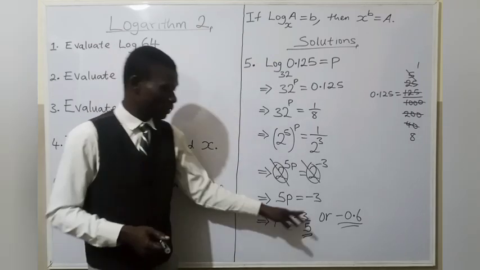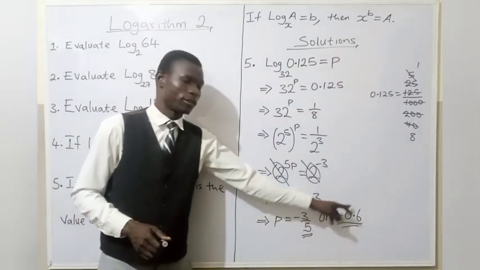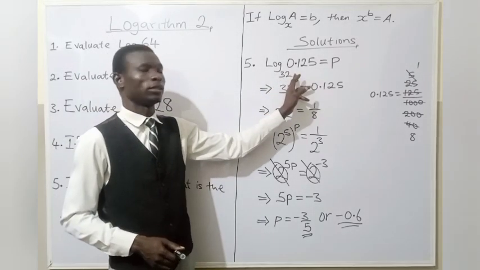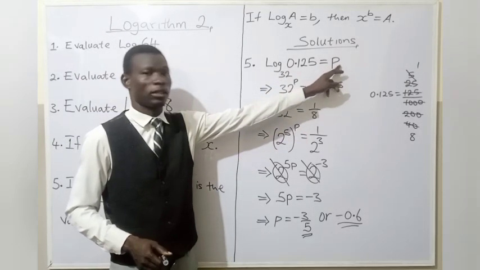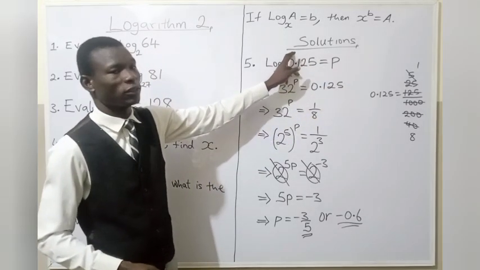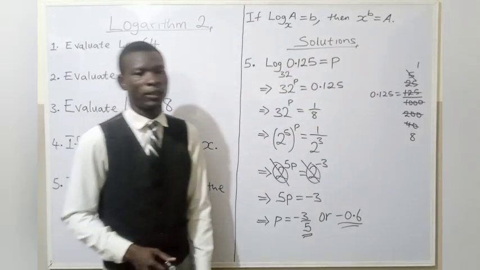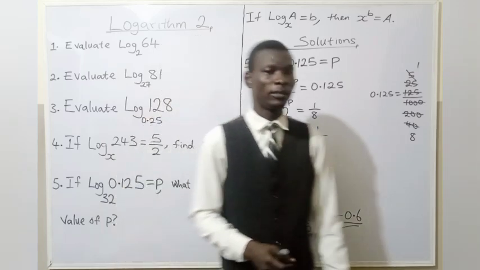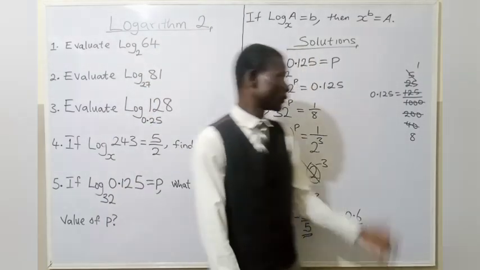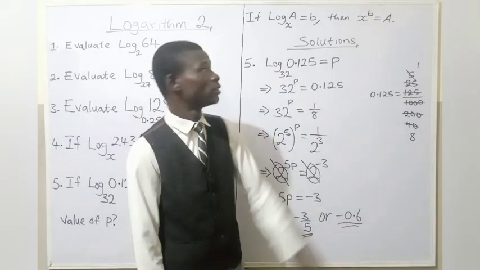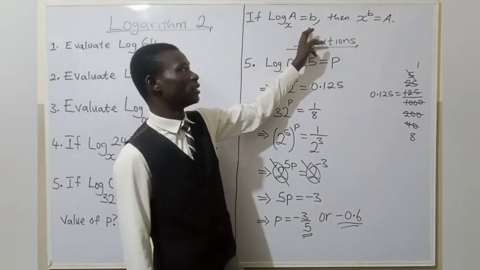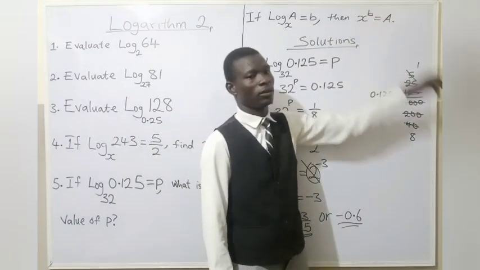So either negative 3 over 5 or negative 0.6 is a solution to this. 32 raised to power minus 3 over 5, 32 raised to power minus 0.6 is going to give us 0.125. So ladies and gentlemen, I give you the 5 questions on logarithm and the 5 solutions using the definition of logarithm. If log a to base x equals b, then x raised to power b equals a.